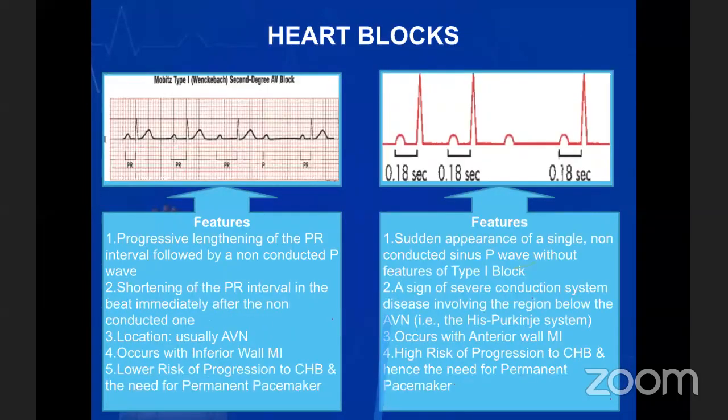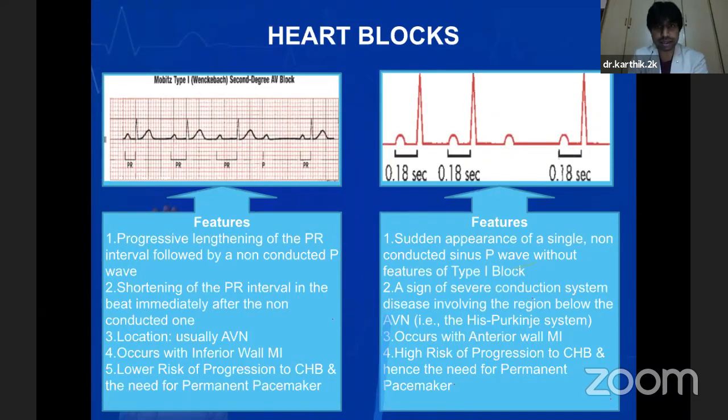So usually the location is at the AV node level, and the causes can be either dyselectrolytemia, drugs, toxins, myocardial ischemia, and so many other conditions.